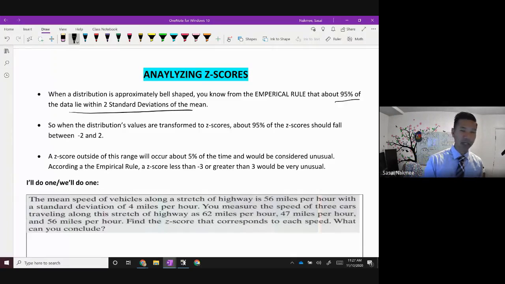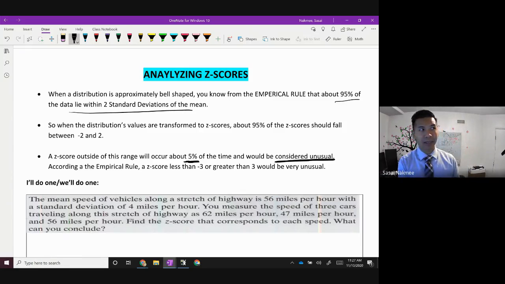But if you get a z-score that's above 2 or below -2, then you're within about 5% of the range. You're out there, right? There's only about 5% of people who get a z-score that's bigger than 2 or less than -2, and we consider that to be unusual.